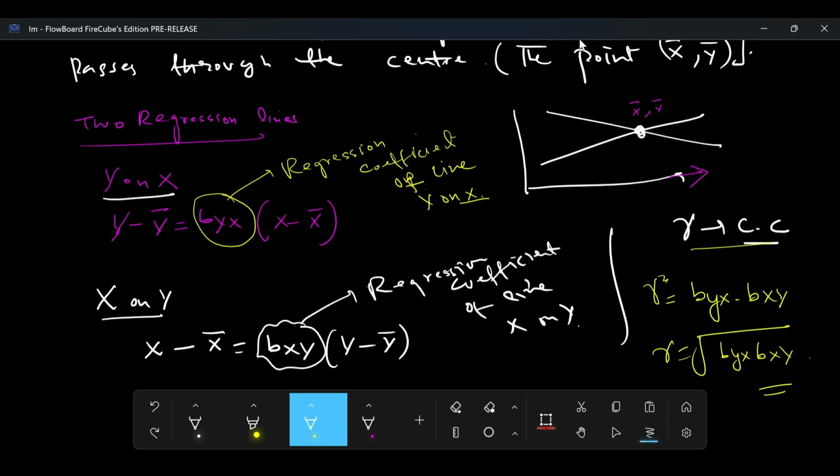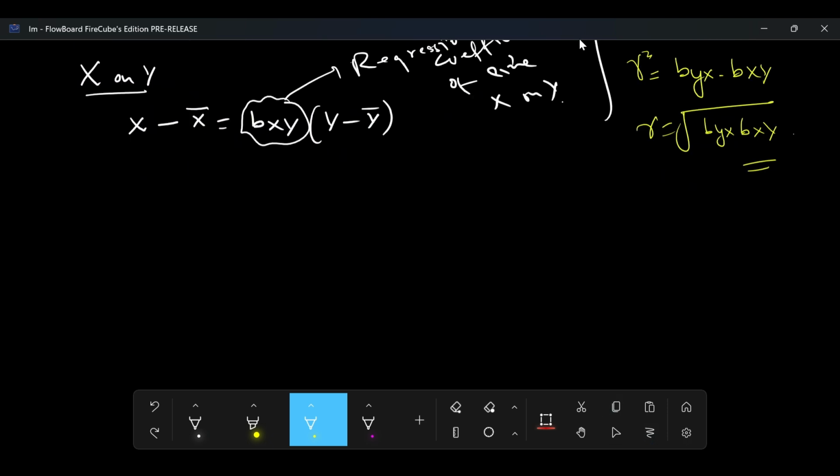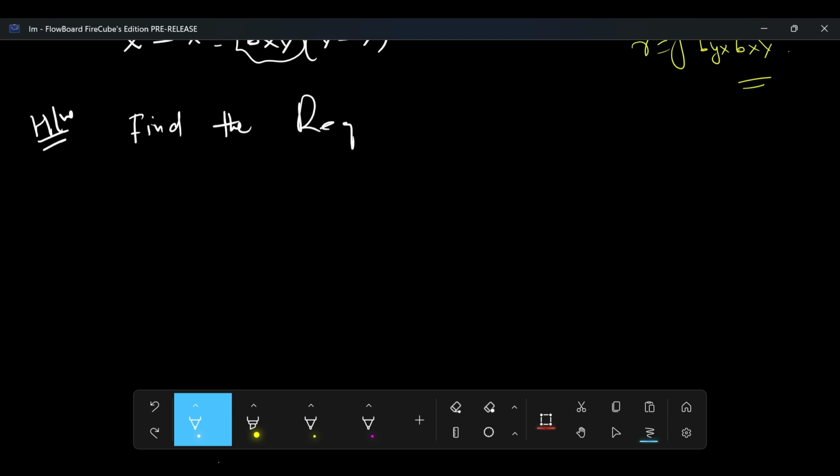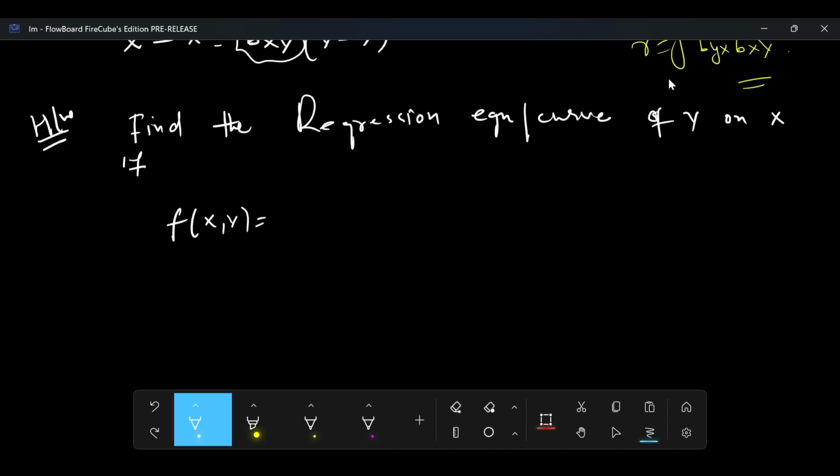Yeah, there is a question. This is your homework question. The question is: find the regression equation or regression curve of y on x if the PDF is given as f(x, y) equal to x e to the power minus x(1 plus y), where x is greater than 0 and y is greater than 0.